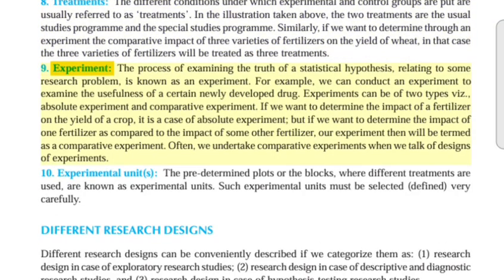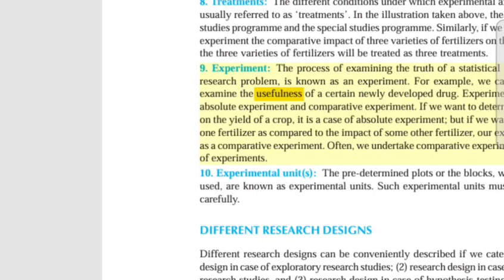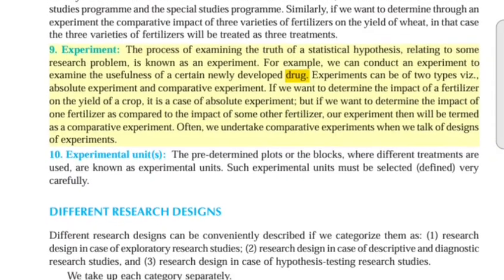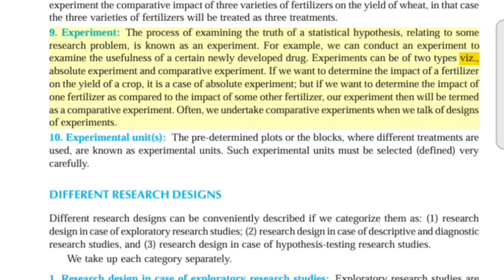9. Experiment. The process of examining the truth of a statistical hypothesis, relating to some research problem, is known as an experiment. For example, we can conduct an experiment to examine the usefulness of a certain newly developed drug. Experiments can be of two types, viz., absolute experiment and comparative experiment.